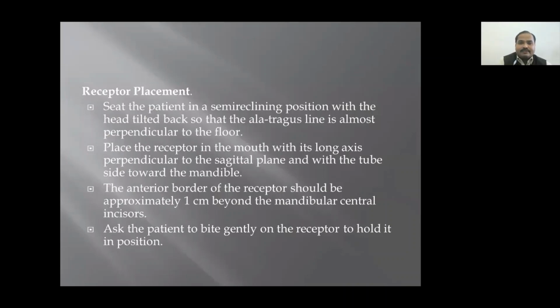So in this case, we need the cross-sectional view of the anterior mandible also as well as the posterior. So the film should be covering the anterior mandible also because the mandible is holding the incisors in an inclined position. So the film will be placed 1 centimeter beyond the mandibular central incisors, means out of the mouth 1 centimeter. And the patient will be asked to stabilize the film.